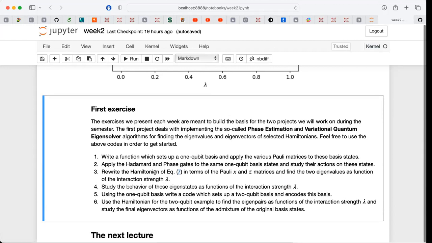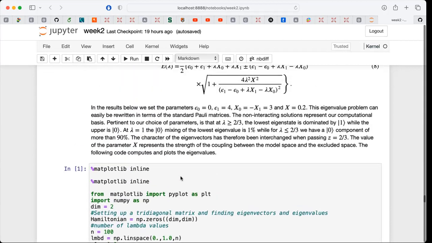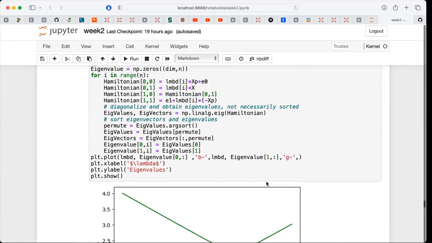Then I want you to rewrite the Hamiltonian of equation 7, which is this Hamiltonian, in terms of Pauli matrices. And just to give you a hint, you can rewrite the non-diagonal part. This should actually be a lambda. It's not a C. This is a typo from my side. I need to correct that. But you can rewrite the non-diagonal part in terms of a sigma X matrix, and you can rewrite the diagonal part in terms of a sigma Z matrix. So I want you to do that.